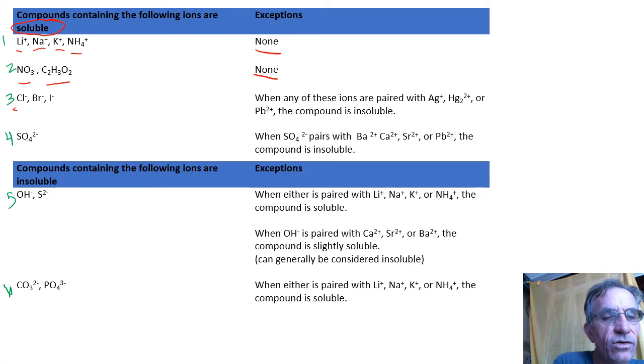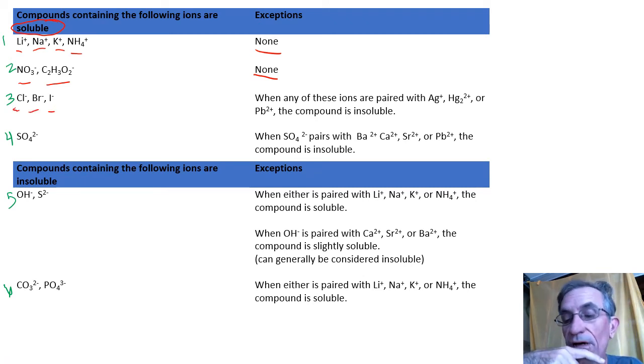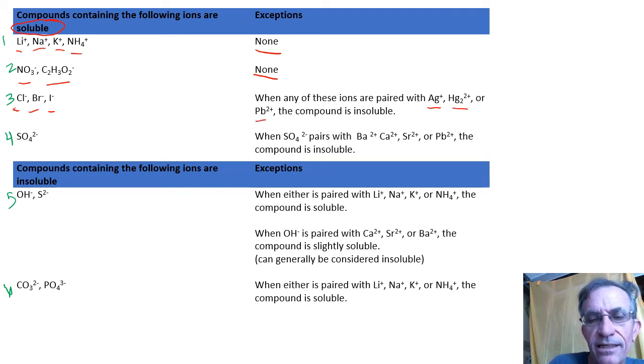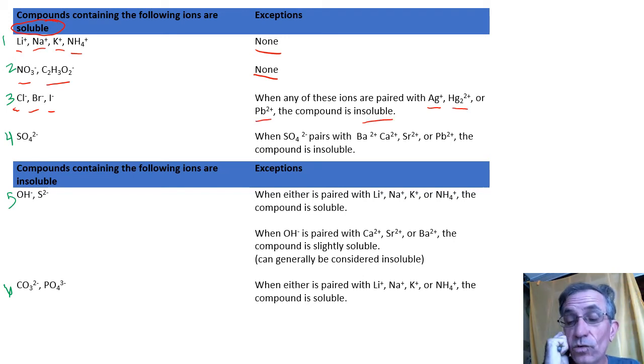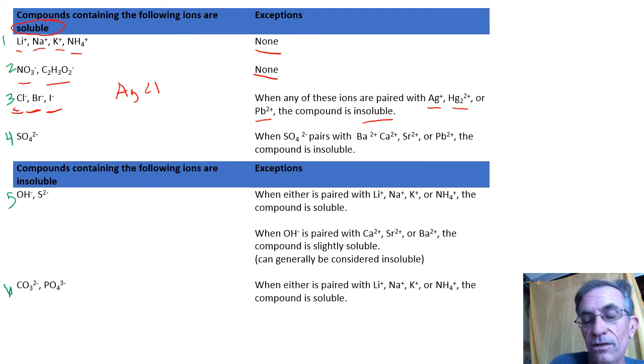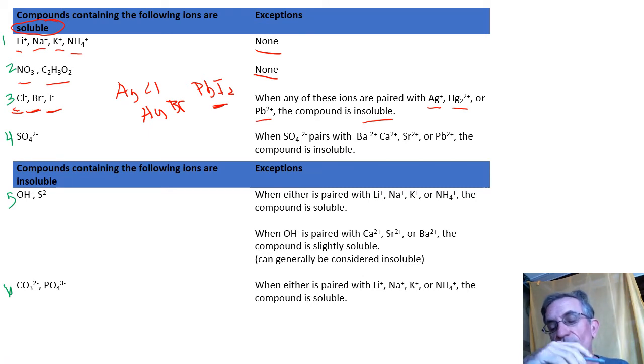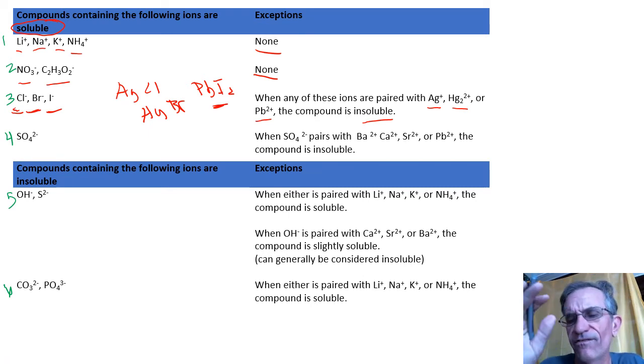If you contain chloride, bromide, and iodide, you dissolve in water. There's some exceptions to that though. If you happen to contain also silver or mercury and lead, you don't dissolve in water. So this rule has an exception. Most things that have chloride, bromide, and iodide will dissolve, but not if you have, for example, silver chloride. No, no, no. Not if you have, for example, silver bromide. Or, I don't know, like lead iodide. That's not going to dissolve either.